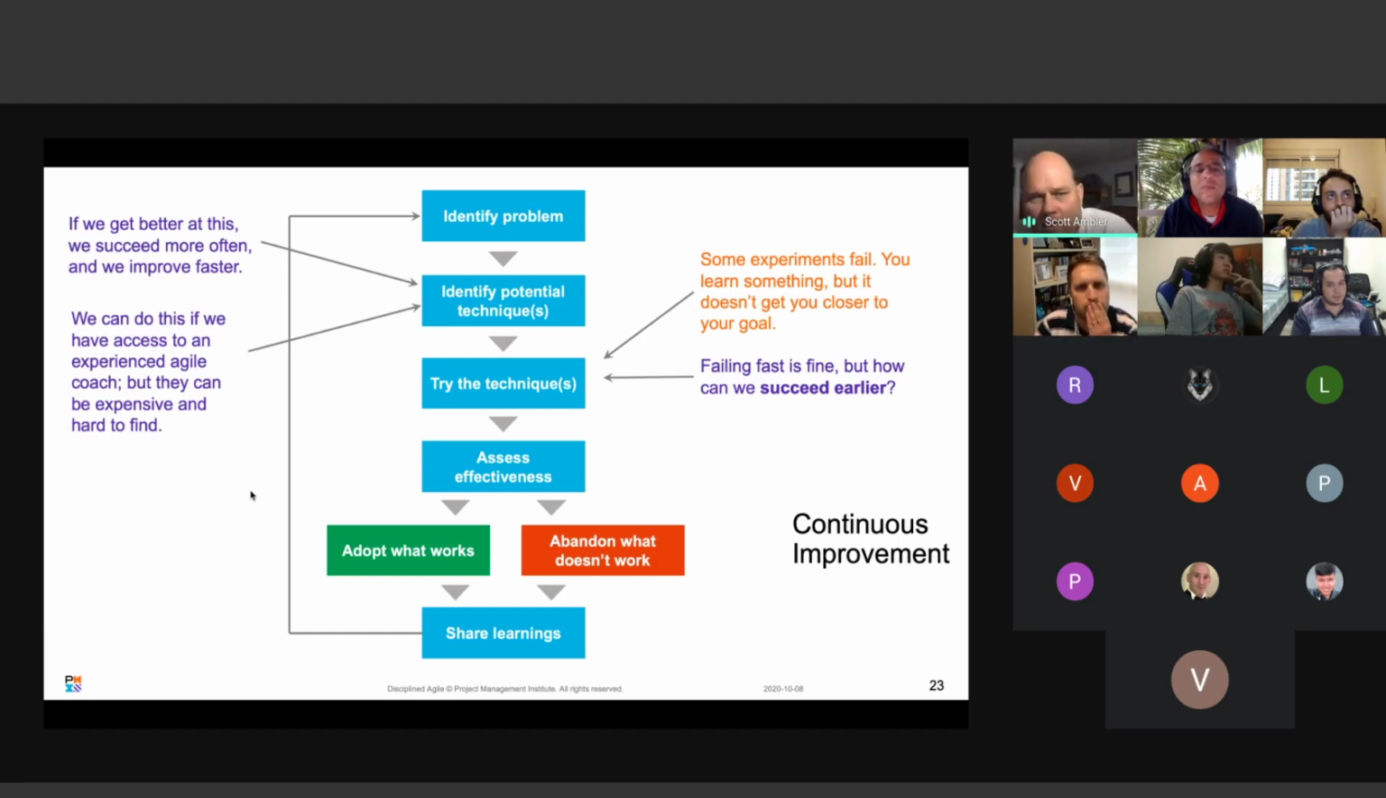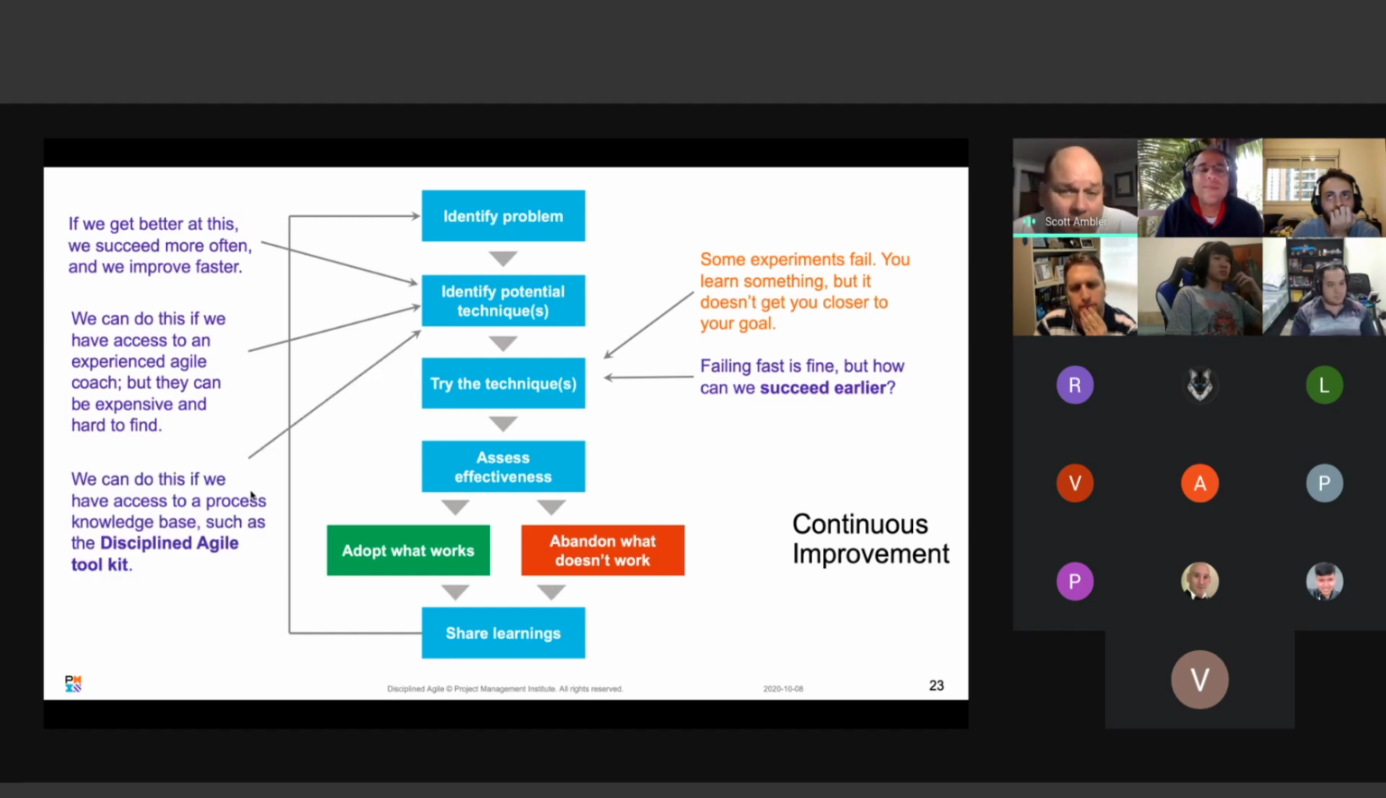So how do you do that? Well, if you have access to an agile coach that's been there and done that, then they can probably give you advice. But do you have that? Can you afford them? Can you find them? That's a problem. But yeah, don't get me wrong, I'm a firm believer in coaching. You can also do this if you have access to some sort of process knowledge base, something like the Disciplined Agile toolkit. And certainly a coach with access to the toolkit is probably even better. Oh, it is better. I know that for a fact.